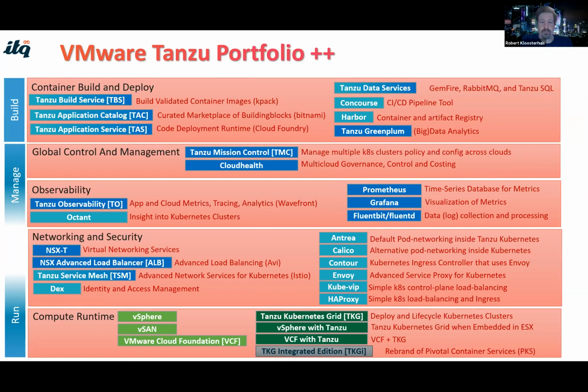And in dark green is the core of the Tanzu stack. It's actually the managed Kubernetes part itself. It's what VMware calls Tanzu Kubernetes Grid. It is the core, it's the heart of Tanzu. It's the thing that makes Tanzu a managed Kubernetes offering. And we're going to zoom into Tanzu Kubernetes Grid in a second.